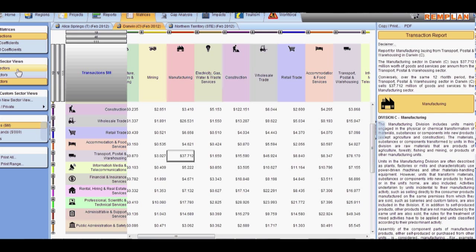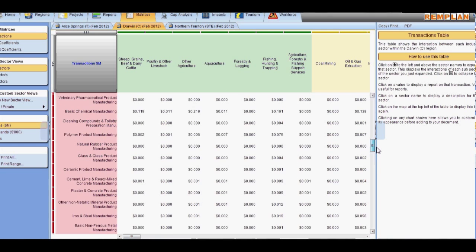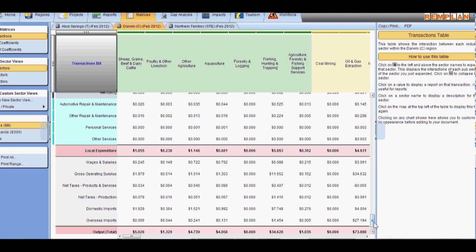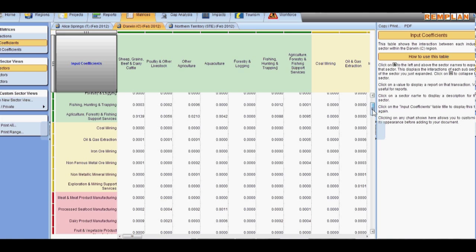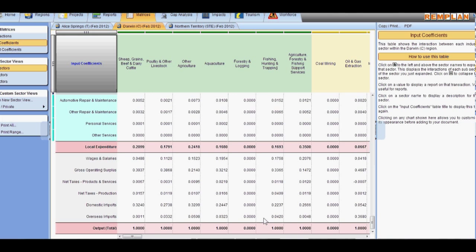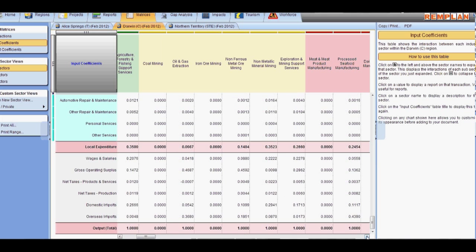Now I'm going to expand everything out to 111 industries, and scroll right down to the bottom. On the left-hand side, I'm going to select input coefficients, top left-hand corner of the screen. You can see the output, all the different levels of output being generated by local industries. All of that is going to be scaled down to $1. So let's select input coefficients. Scale right down. Okay, and so now you can see that everything is as a percentage of that output that's being generated.